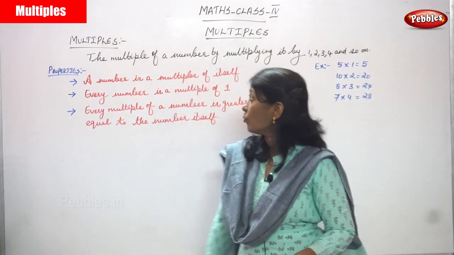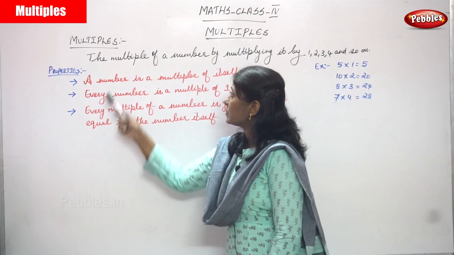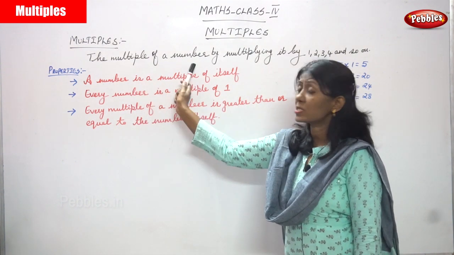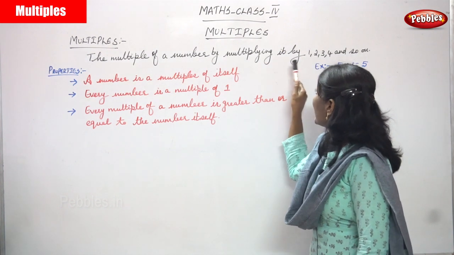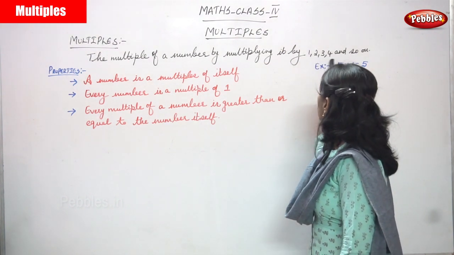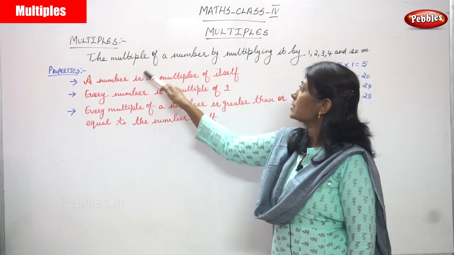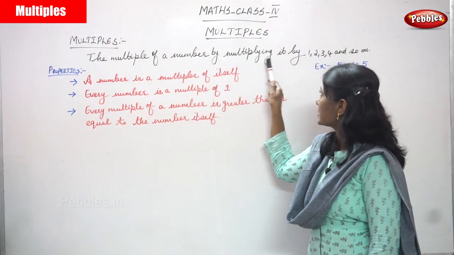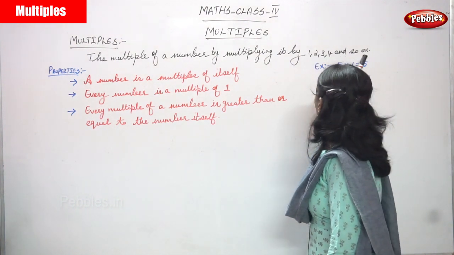Okay, now we are going to see multiples. This is a new chapter. So what are multiples? The definition I am giving you: the multiples of a number are obtained by multiplying it by 1, 2, 3, 4 and so on.